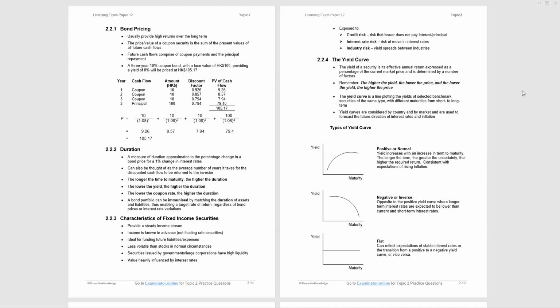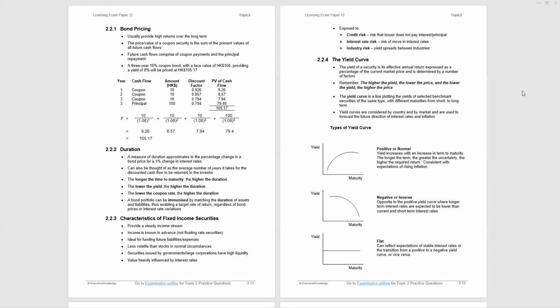Now, to reflect the pattern of interest rates, we have a concept known as the yield curve. Will this be examined? Yes, there is a high chance this could come up. Again, it would be one question. Now, the yield is its effective annual return, expressed as a percentage of the current market price, and it's determined indeed by a number of factors. If I understand the yield curve, we don't have to worry about all the underlying factors. Now, the higher the yield, I'm just repeating myself, the lower the price, lower the yield, the higher the price.